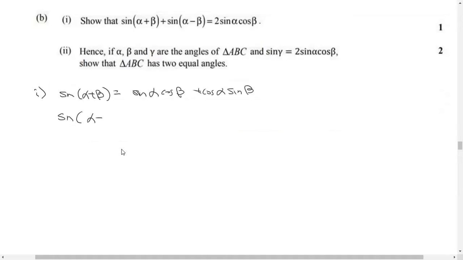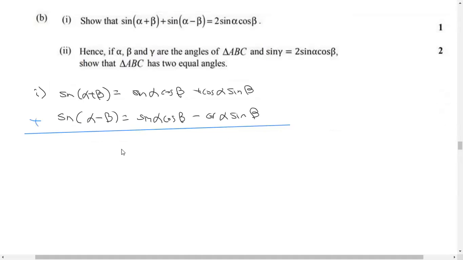Sine of alpha minus beta, this is going to be sine alpha cos beta minus cos alpha sine beta. And then just add them up. So sine of alpha plus beta plus sine of alpha minus beta. You can quite clearly see that these terms cancel. So you end up with 2 sine alpha cos beta. These just double up. And that's part one. Quite easy. And there's your 1 mark.